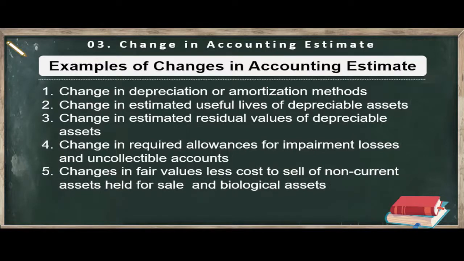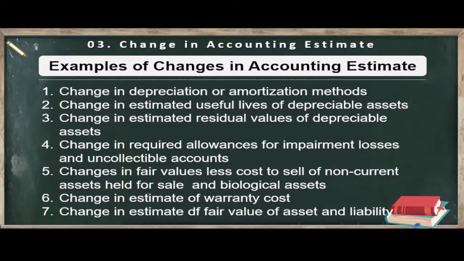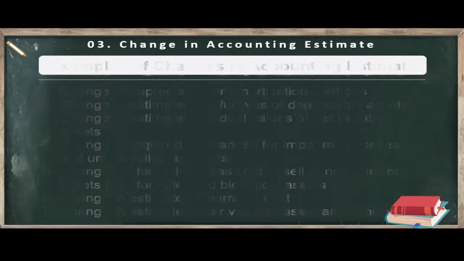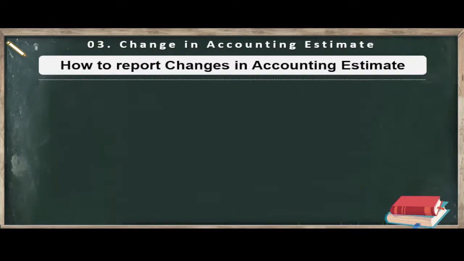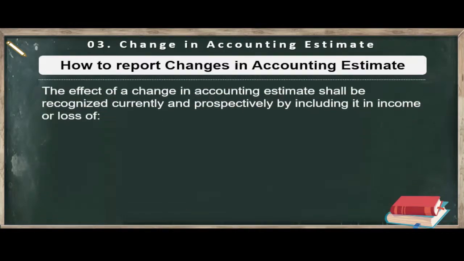Changes in fair values less cost to sell of non-current asset held for sale, and also biological asset. And also change in warranty costs, and change in estimated fair value of asset and liability. How do we report changes in accounting estimates?